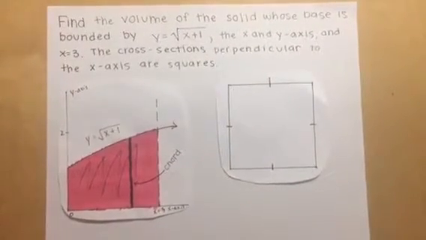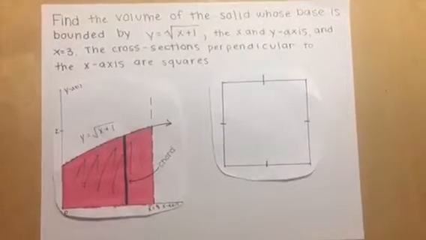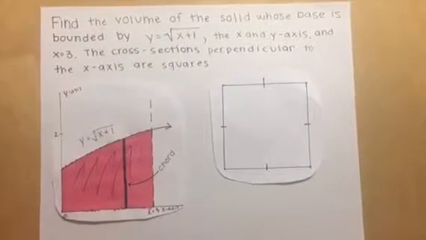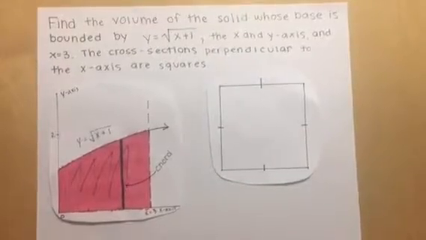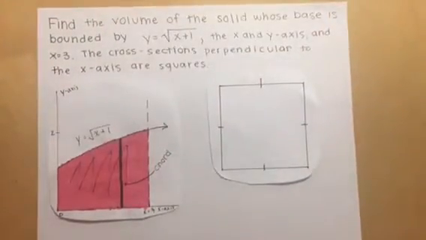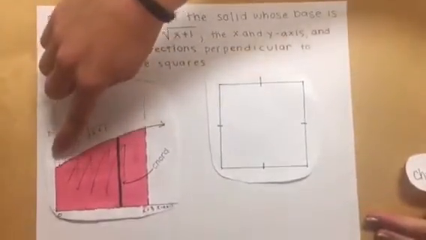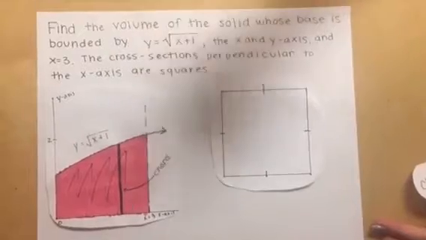Now we need to determine our axis of perpendicularity. Since the problem states the cross-sections are perpendicular to the x-axis, our function will remain as y equals square root of x plus 1. Now let's find the bounds. Because the function begins at the y-axis, our starting bound a is 0. The function ends at x equals 3, so our end bound is 3.